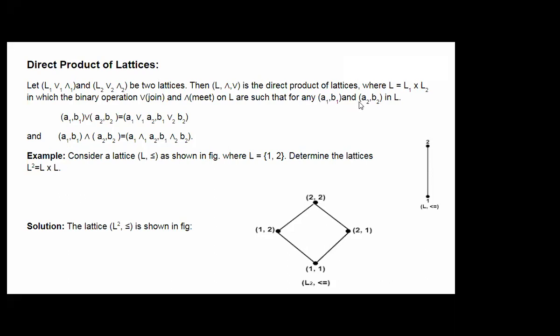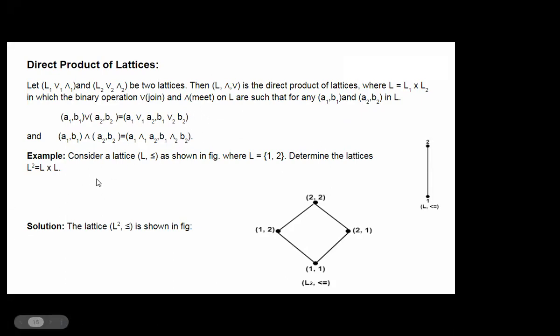Again, see here, A1 is joined with A2, B1 is joined with B2. Same here in the second scenario, meet operation is there. Meet operation between A1, A2 is the first element, and meet operation between B1 and B2 is the second element. Okay, this is the direct product of lattices. How is it taken? It is the definition of that.